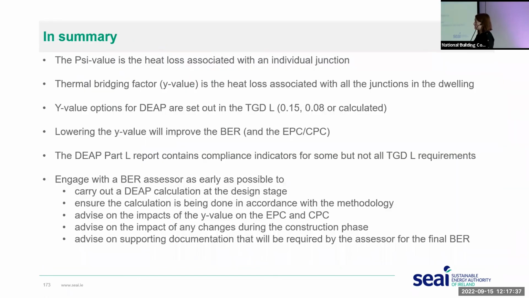So just to conclude, the psi value is the heat loss associated with an individual junction, and the thermal bridging factor, or the Y value, is the heat loss associated with all the junctions in the dwelling. The Y value options in DEAP are set out in the technical guidance document, at 0.15 and 0.08 if calculated. Lowering the Y value will improve the BER and EPC and CPC compliance.